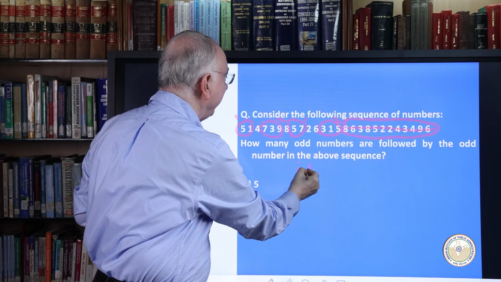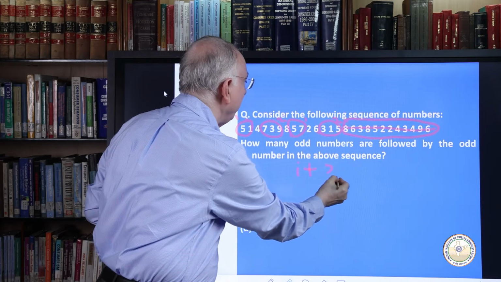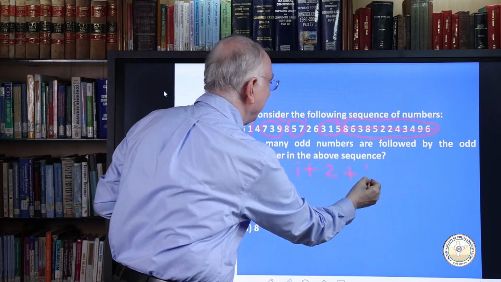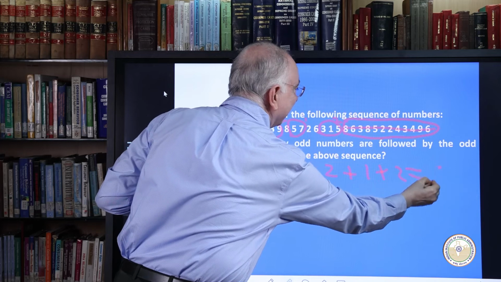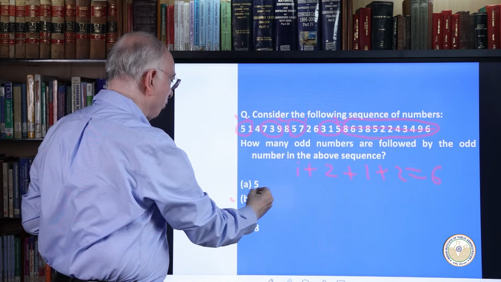So how many odd numbers followed by odd? 1 plus 2 plus 1 plus 2. So that makes 6. Therefore, the right answer is option B.